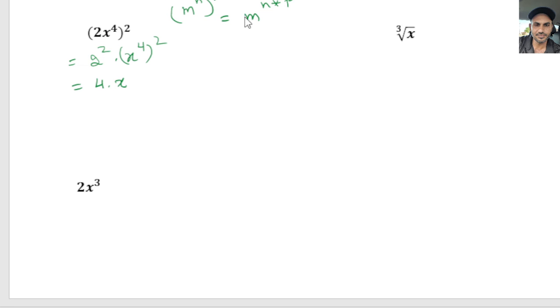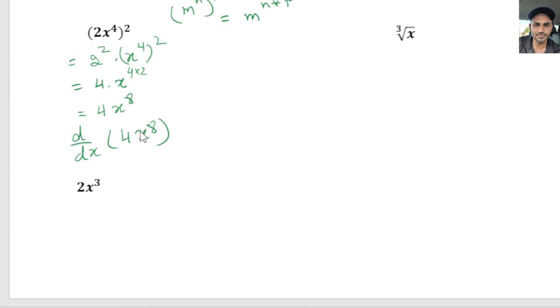So we can apply this particular exponent rule to this. So x to the fourth raised to the second power is basically x to the fourth times 2. So you have 4x to the 8th power. Now we can take the derivative of this. So we have d over dx of 4x to the 8th power.